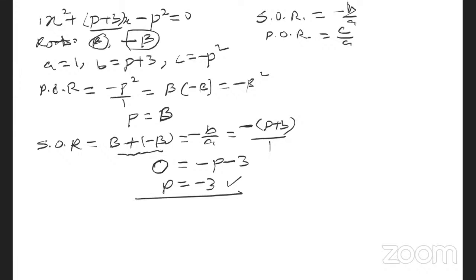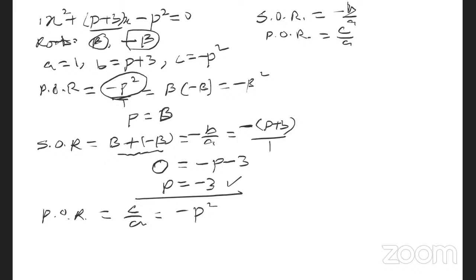But they ask you to find the product of roots, not p. Now only then do I do the product of roots, which equals c over a. What is c? Minus b squared. Can you see it? Okay, the answer is minus b squared for the product of roots.